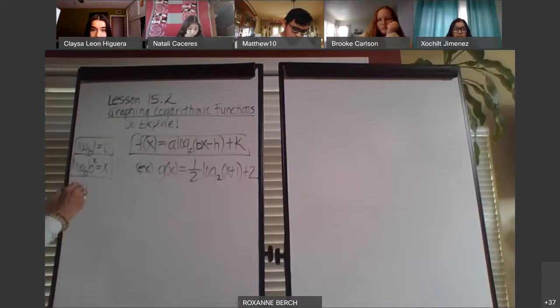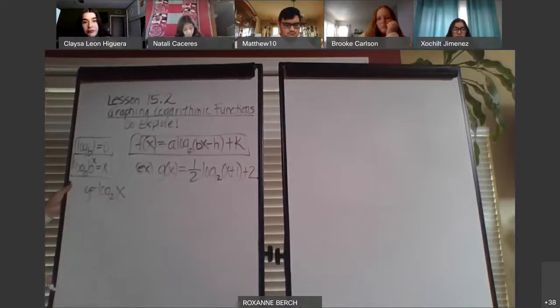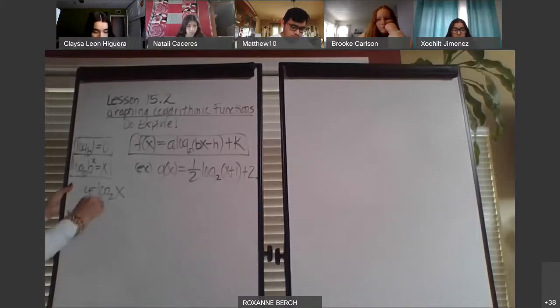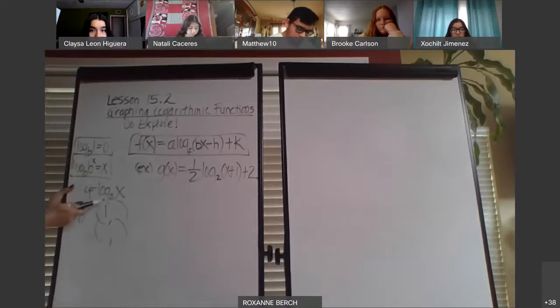So once again, the parent is the most basic graph. We still have a vertical asymptote at x equals 0 with every parent. So we want to pick 2 points. We would want to pick our favorite number 1 because log base 2 of 1 is 0.